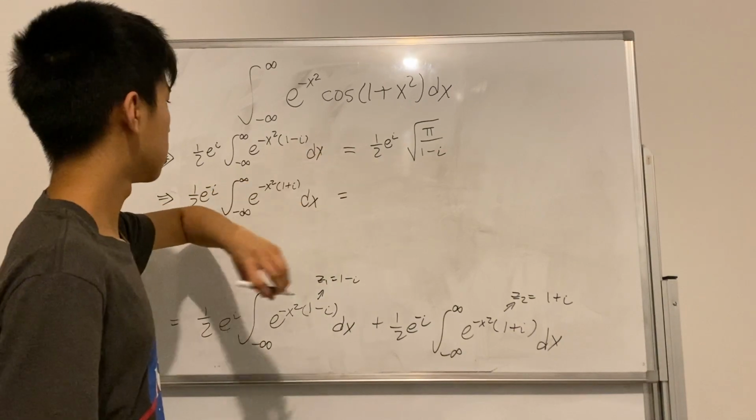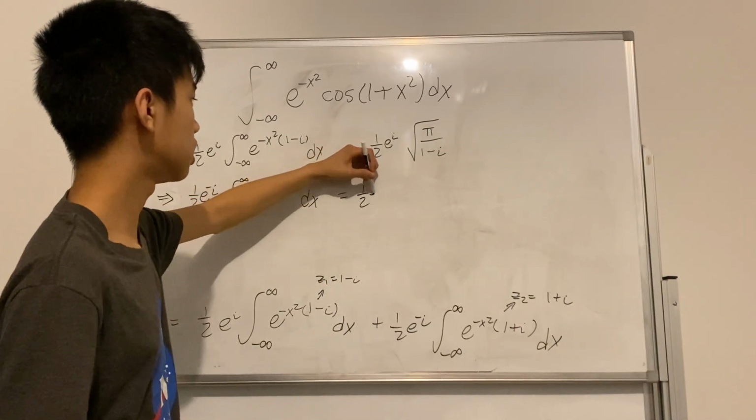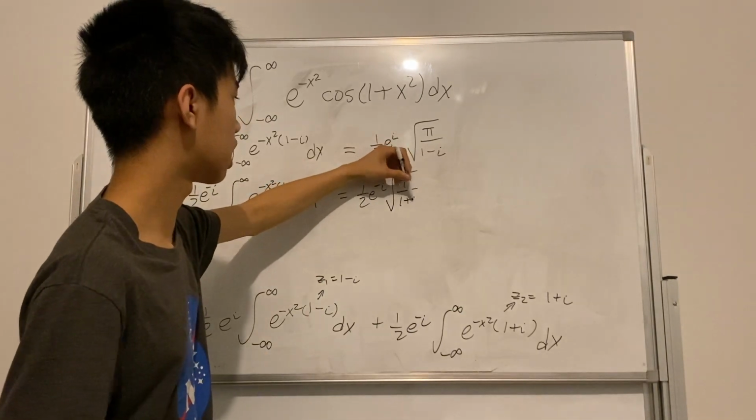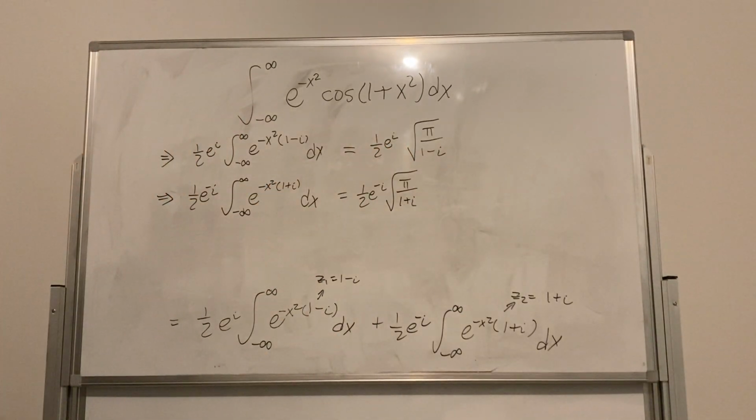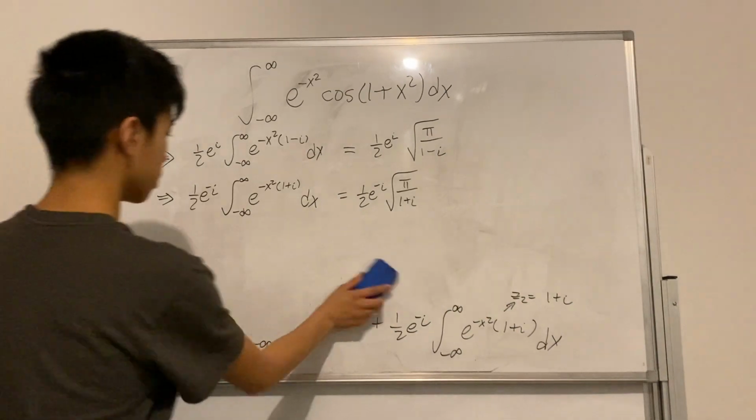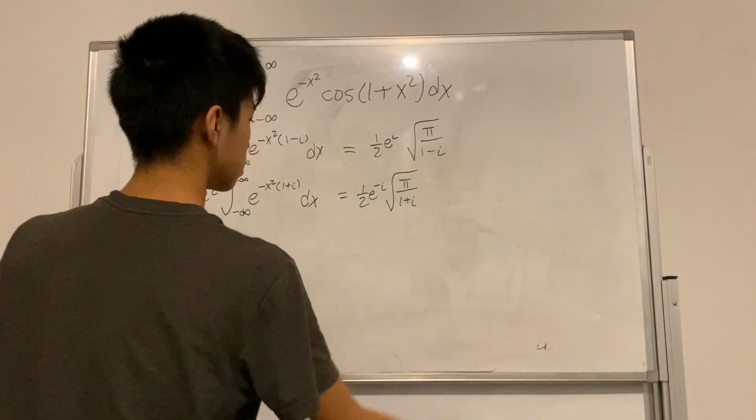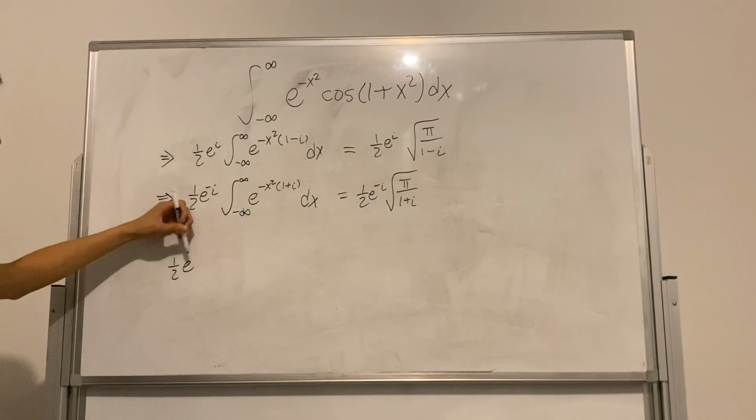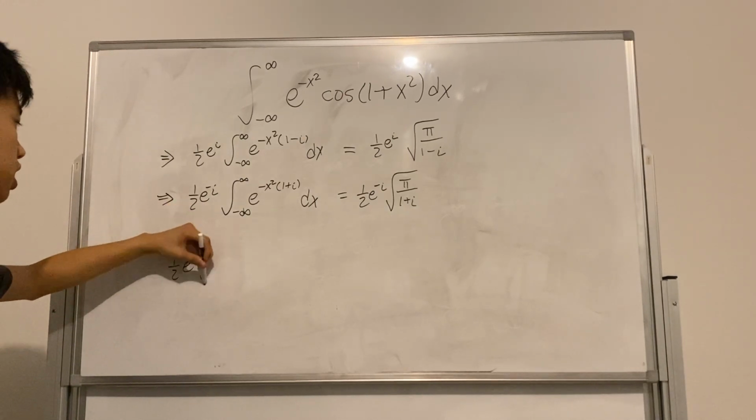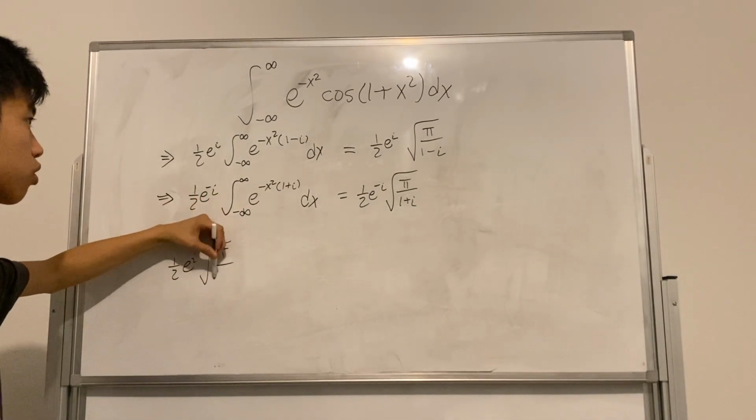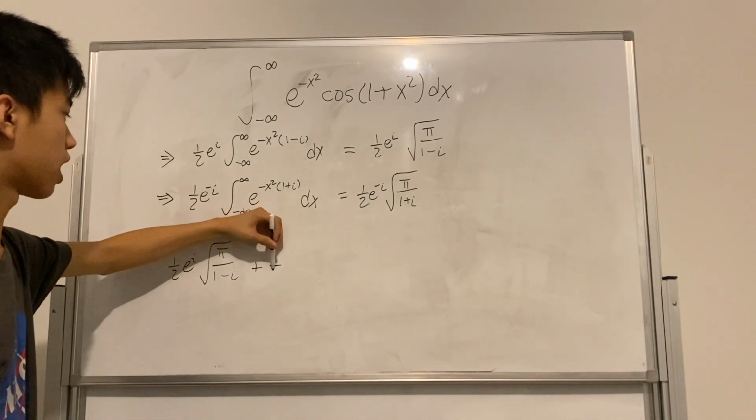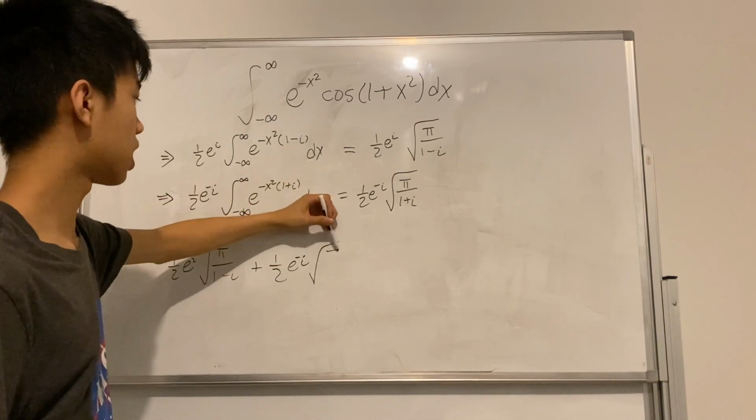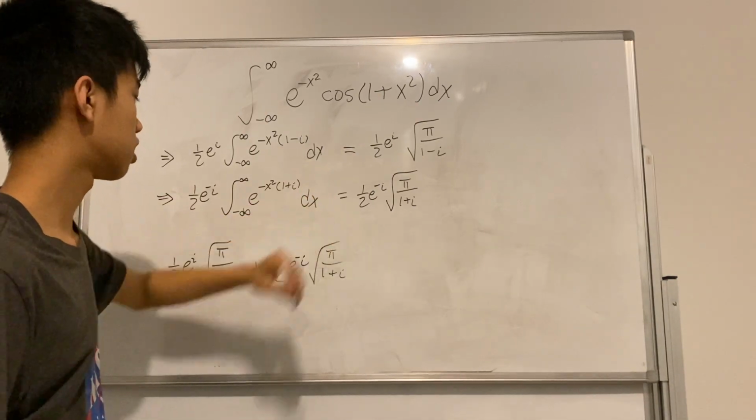That's equal to 1/2 e to the negative I square root of pi over 1 plus I. Okay, now I can get rid of this. So now we have our answer: 1/2 e to the I times square root of pi over 1 minus I, plus 1/2 e to the negative I square root pi over 1 plus I.